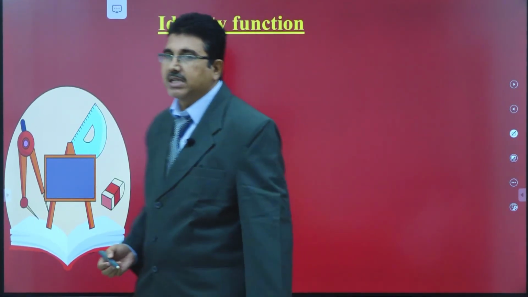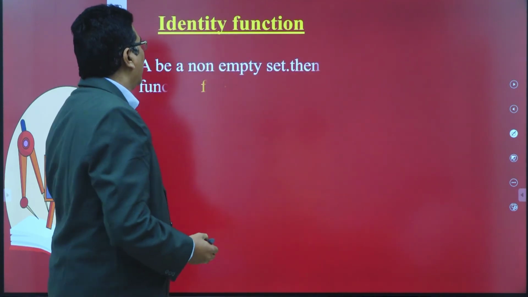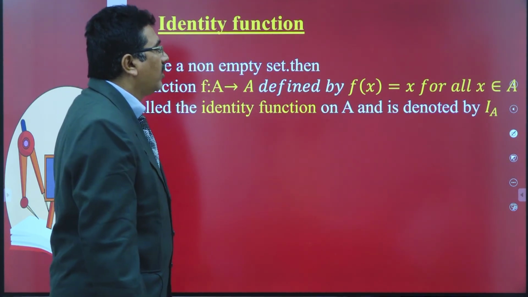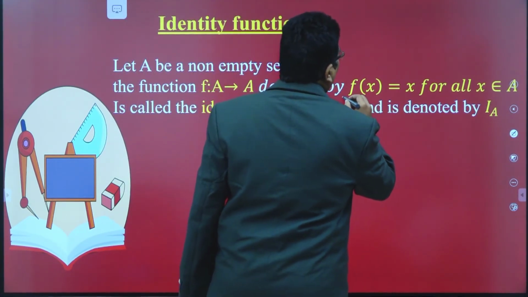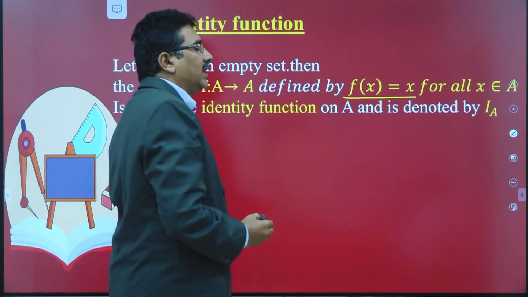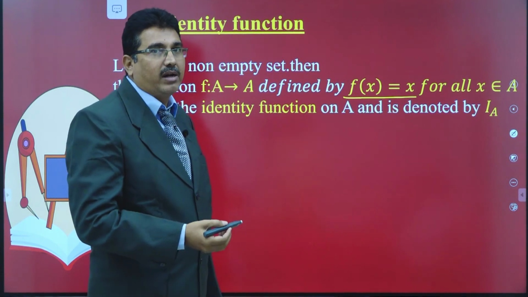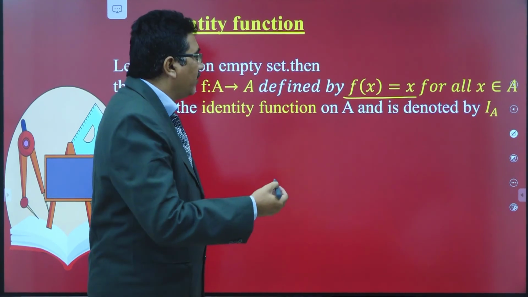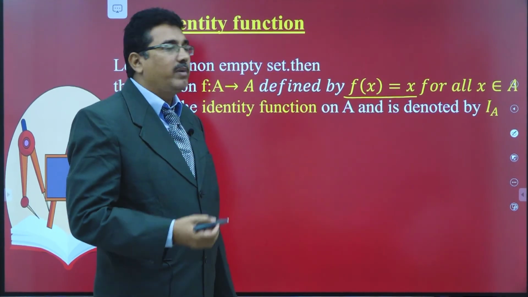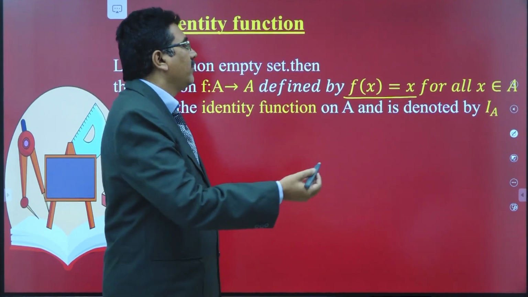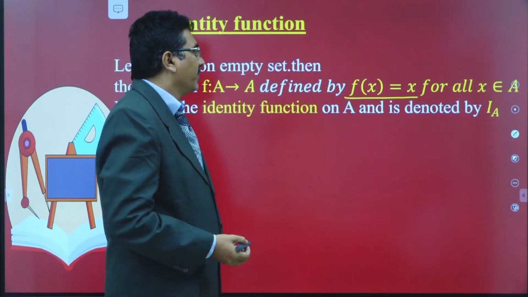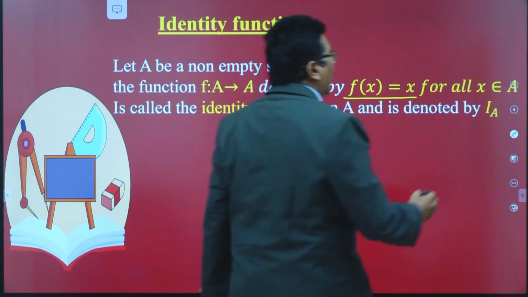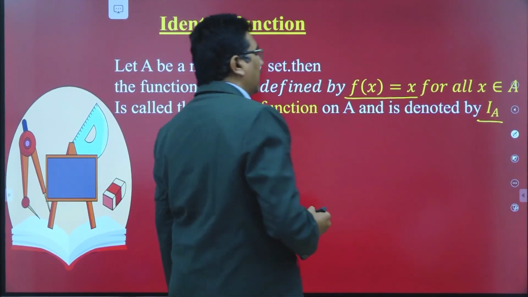Now, the identity function. F mapping from A to A by f of x equal to x for all x belonging to A. It means that f of y is equal to y, f of z is equal to z, f of x1 equal to x1. The image of the domain element is the same element. So that is the identity function, and it is denoted by IA.